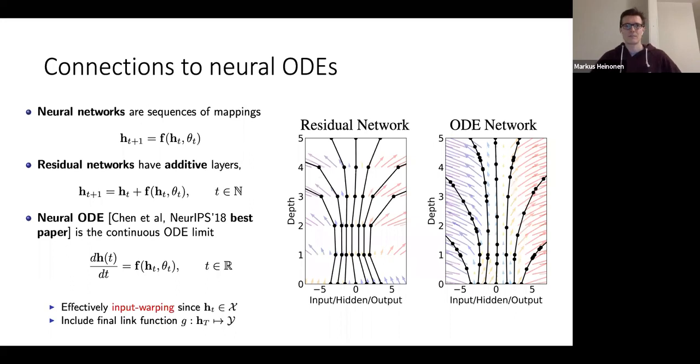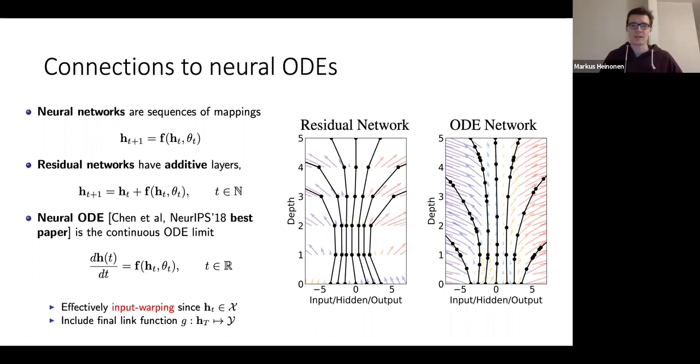So the first connection is something that was not made by us. This is by Chen et al. in David Duvenaud's group. So neural networks can be seen as mapping a layer representation to the next layer representation through some function f, which represents the layer transformation. And residual networks are a specific type of neural networks where the layers are additive. So we're always adding to the previous layer state something about the current or previous layer. And it was shown in this paper that the continuous limit of ResNets actually becomes neural ODEs.